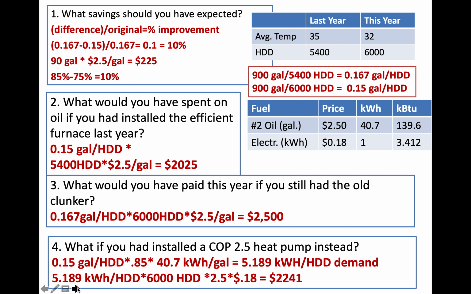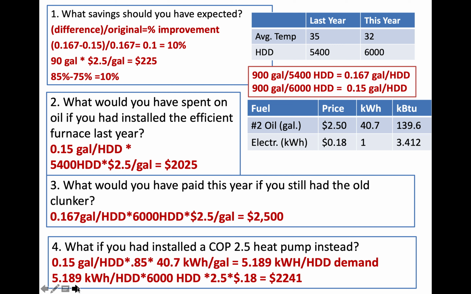So now what our demand is. So remember, we're using the 85% efficiency. We're using that efficiency to say, well, that's what's actually demanded, right? Because we lose 15% as waste. So we're accounting for that and saying what the house actually needs is just 5.189 kilowatt hours per heating degree day. That's what it actually requires in energy.